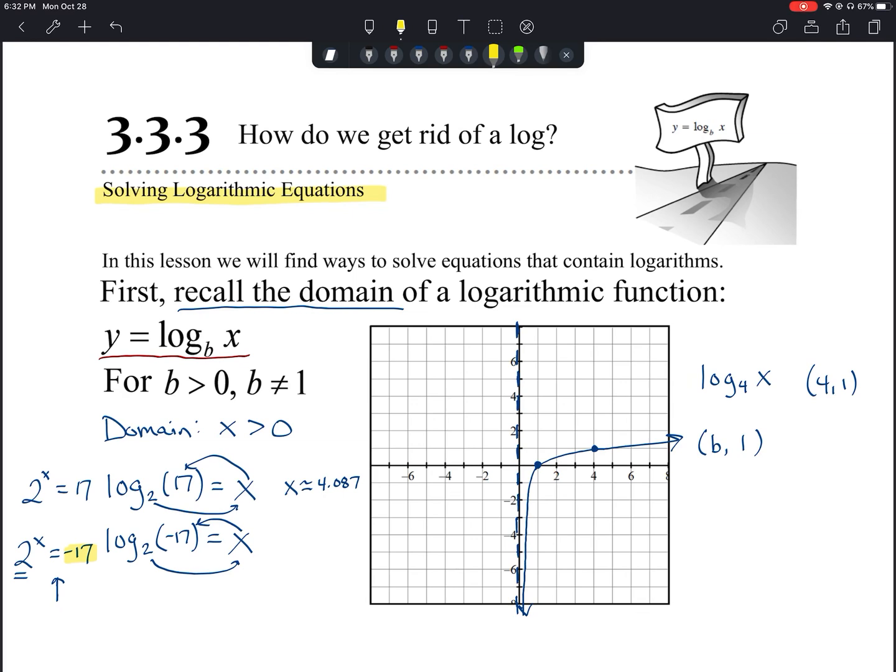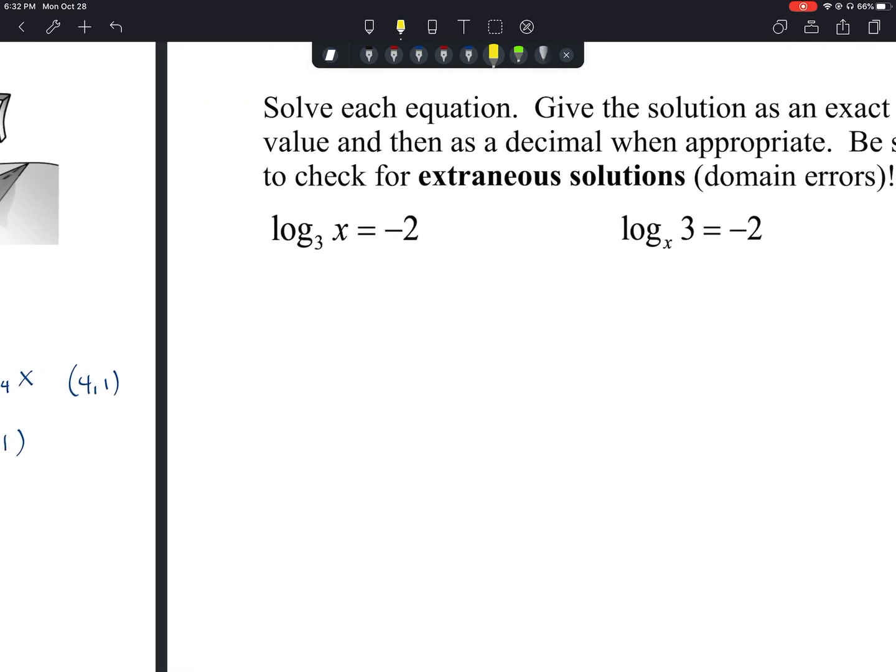And part of the reason why is when you think about this graph, all of our input values in our domain have to end up being positive numbers. Therefore, we will not ever end up with this negative value here. Our x is always going to have to be a positive number. That's really important to remember as we're solving log equations. So let's jump in here.